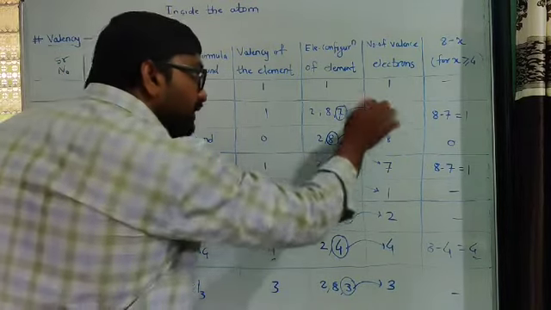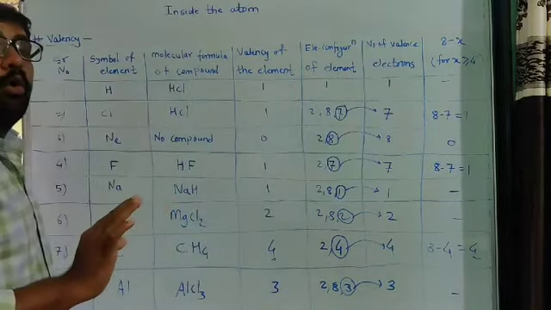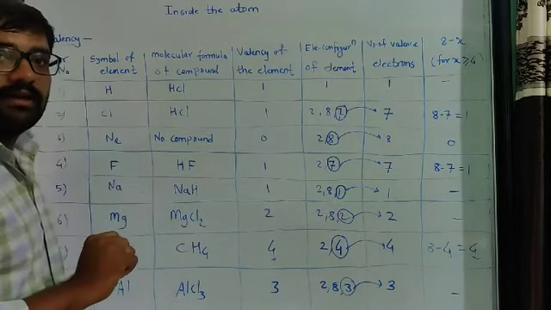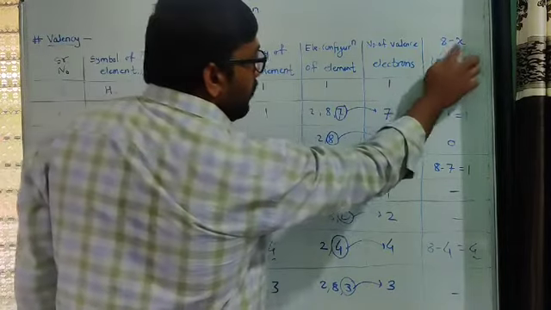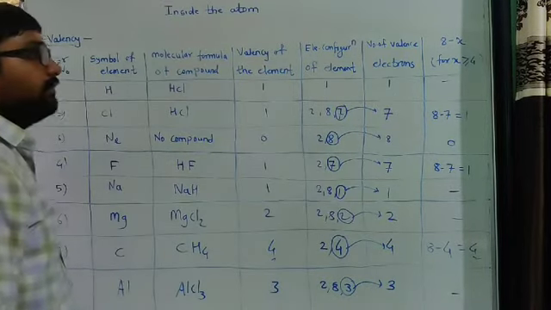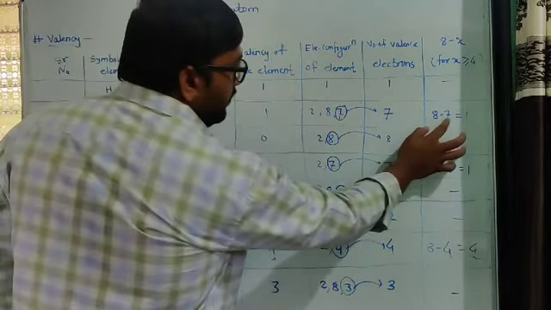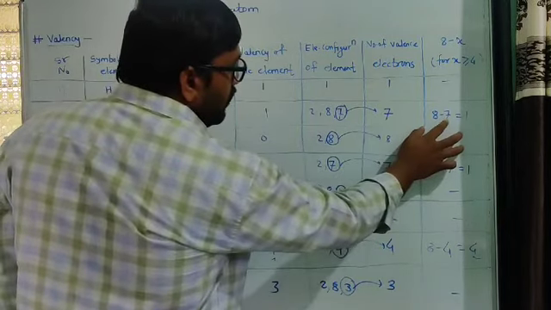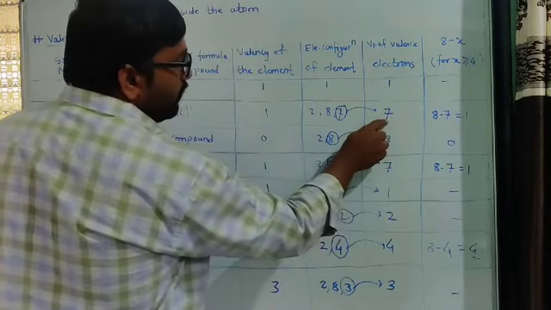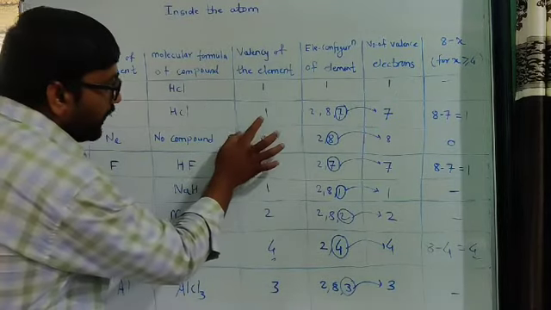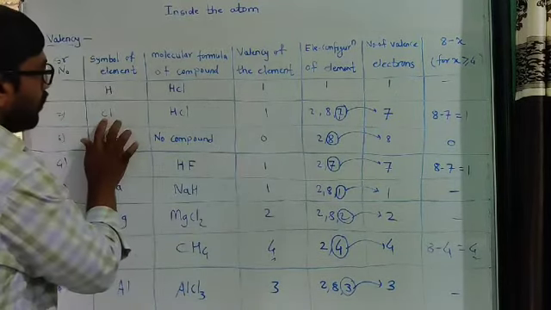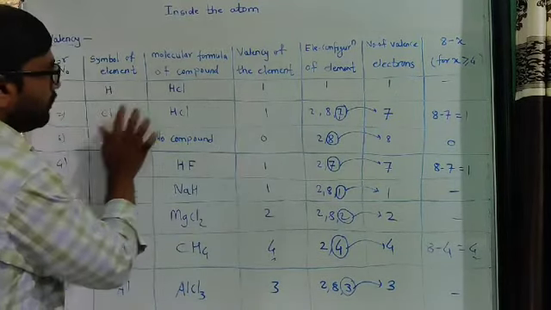This 7 is greater than 4, so to find out the valency we have to use the formula 8 minus x. Here x, the valence electron number, is 7. So 8 minus 7 is 1. So 1 is the valency of the element chlorine. That is the way we have to find out the valency of an element.